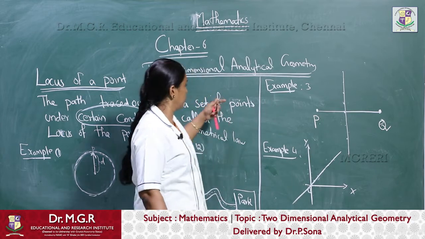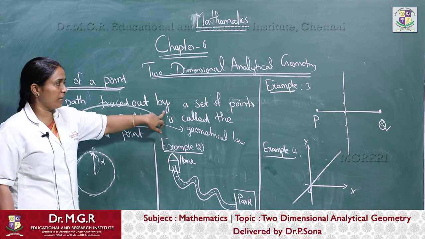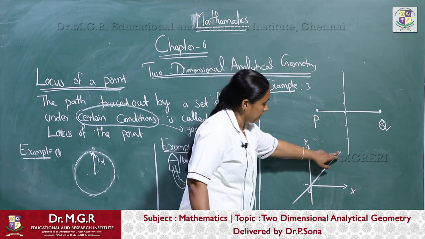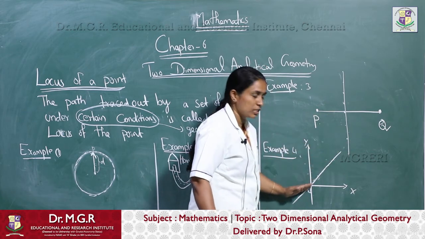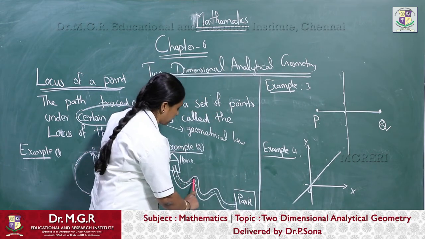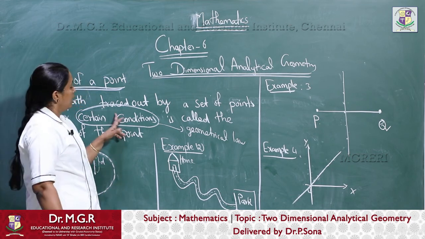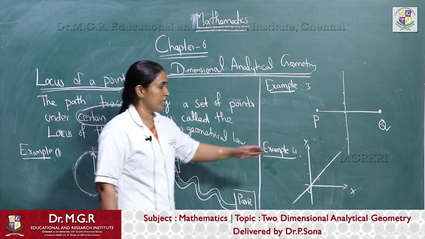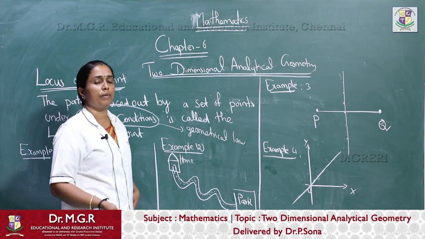Now let us move back to the definition. The path traced out by the set of points under a certain condition. Here is the path traced out by the set of points, here also the set of points, and in each example the path traced out by the set of points is called the locus of the point. From this we can understand that the locus may be a straight line, or a curve, or a circle, or any geometrical figure.